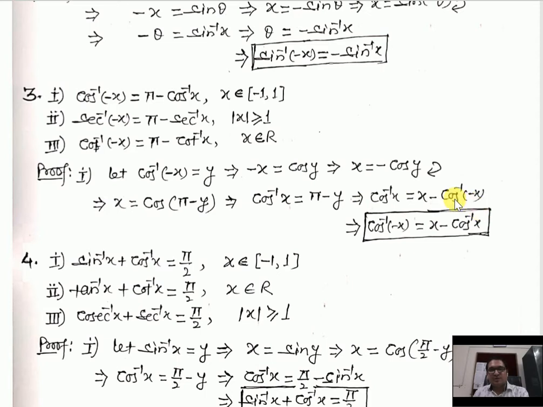So cos inverse x is equal to pi minus y. Y means what? What is the value of y? Cos inverse minus x, you have taken already. So cos inverse minus x is equal to pi minus cos inverse x.